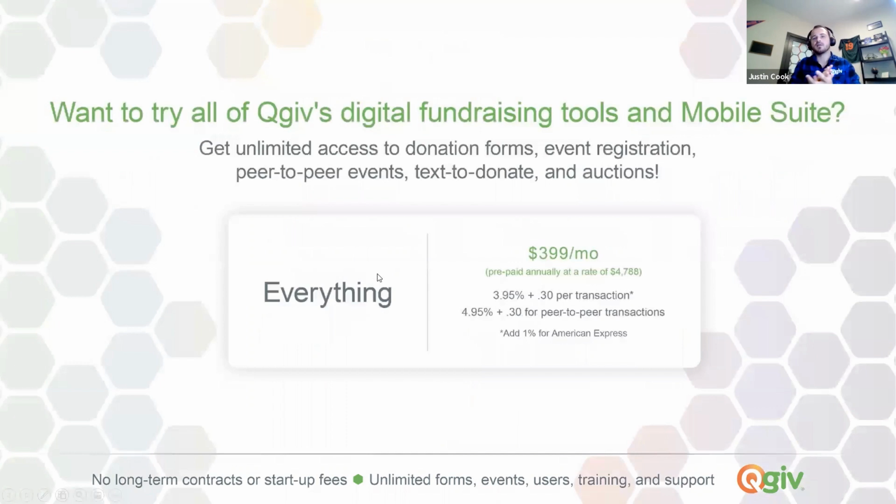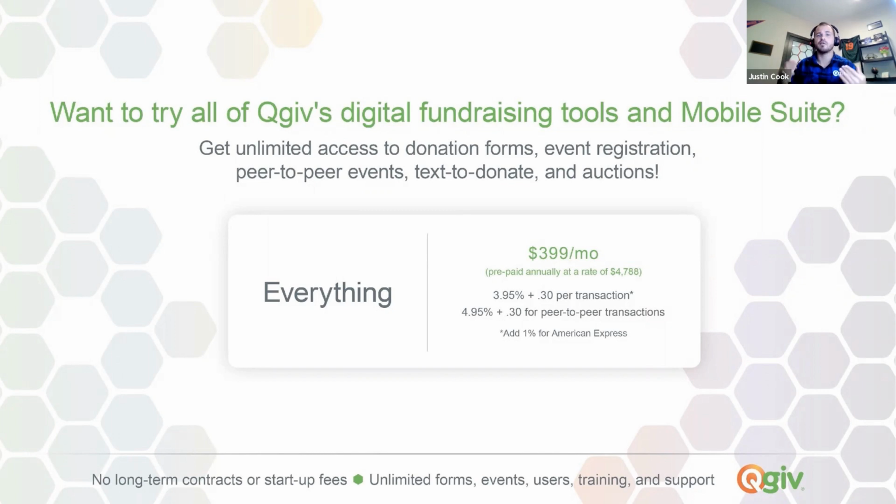One great thing about Qgiv's packages is that you are able to add or remove whatever your need is. So if you only want to use mobile suite for 1 month, all you have to do is add that package for 1 month. If you just want to use peer-to-peer for 1 month, you can do that as well. And same thing for auctions. So you only pay for the fundraising tools when you need them.